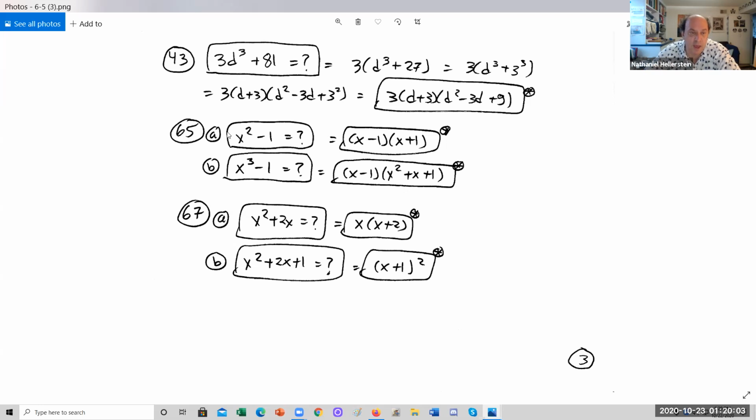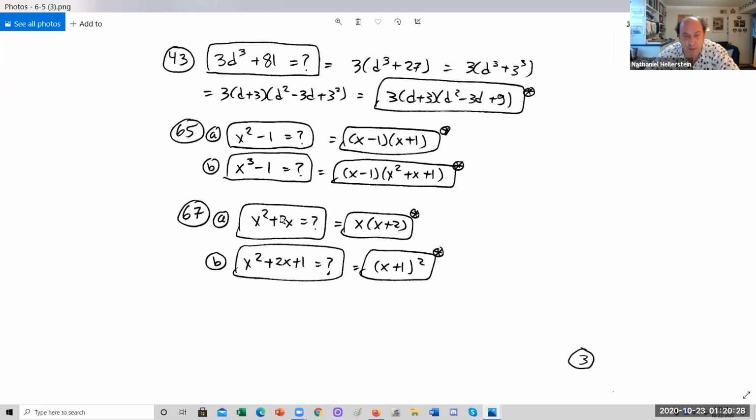65 has lookalike problems, and 67 has lookalike problems. 65 is a difference of squares. 63 is a difference of cubes. Well, okay. The formula for difference of squares is difference times sum: x minus 1 times x plus 1. Difference of cubes is difference times square plus product plus square. So x minus 1 times x squared plus x plus 1.